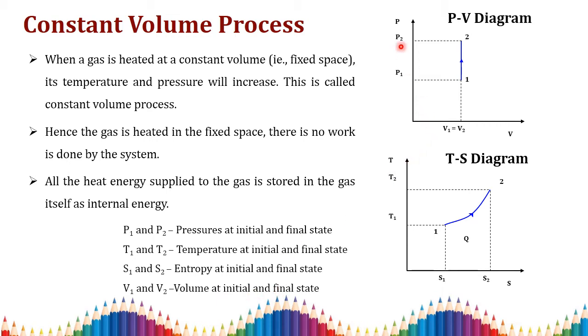In this PV diagram, we can observe work done. In this TS plot, we can infer heat transfer. Here, there is no area under this curve, so the work done of this constant volume process is 0. Here we can exhibit Q, so we can take heat transfer from this system. So in a constant volume process, there is no work done. It has only a heat transfer Q.